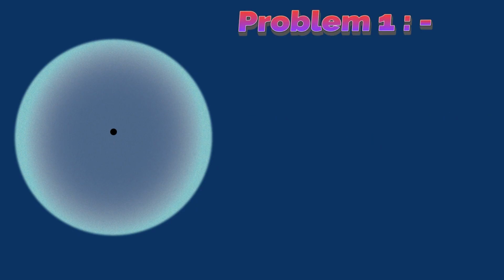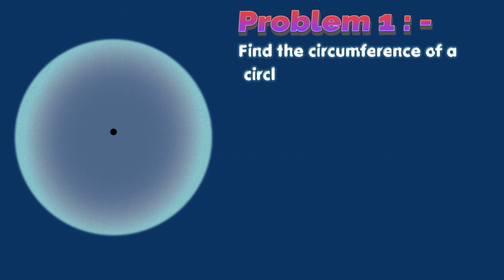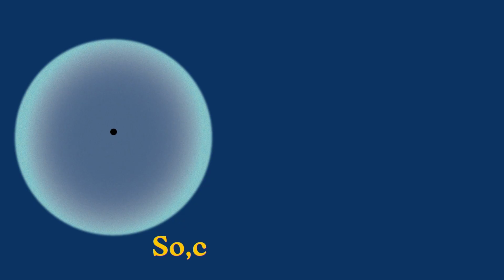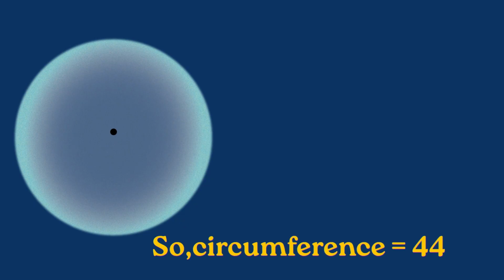Let's solve our first example. Find the circumference of a circle with radius 7 cm. Here given a radius r equal to 7 cm. The formula we use is c equals 2 pi r. Substituting, c equals 2 into 22 by 7 into 7, and simplifying, we get c equals 2 into 22, that equals 44 centimeters. So the circumference is 44 centimeters.